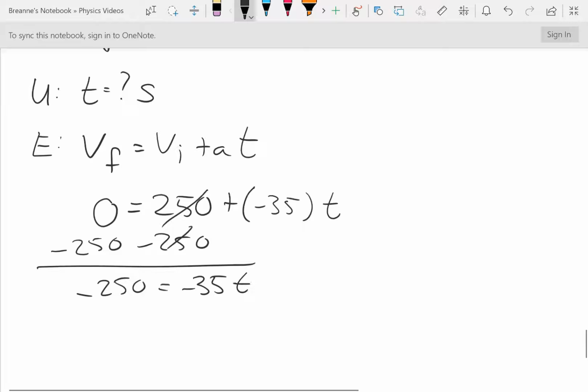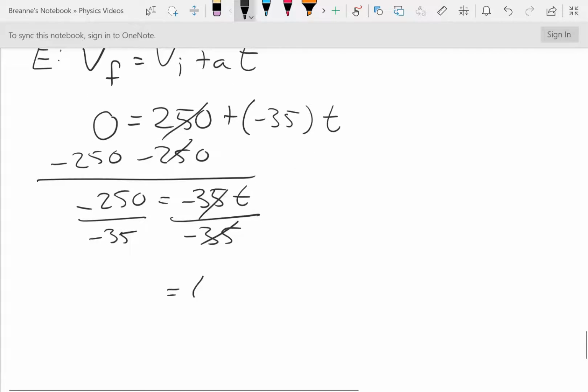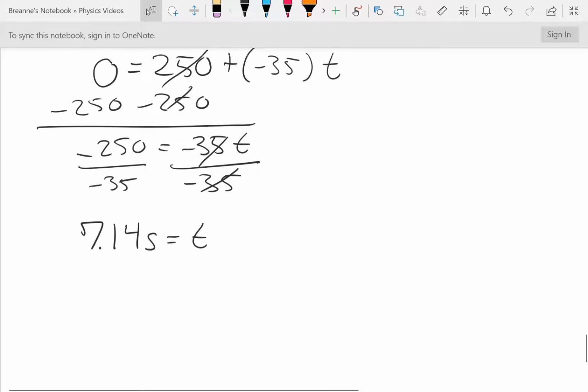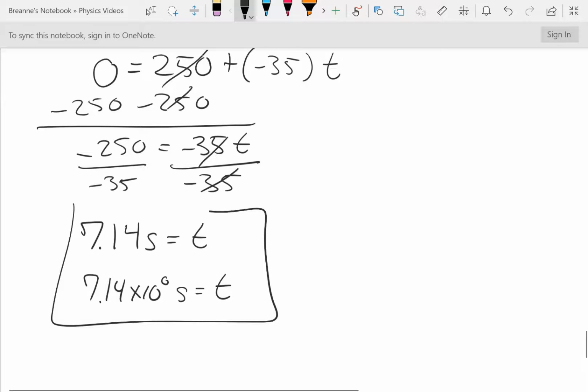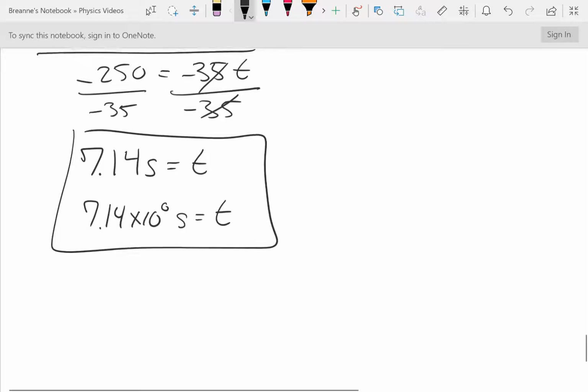And we need the 35 on the other side. It's being multiplied, so the opposite of multiply is divide. So you just do negative 250 divided by negative 35. The negatives end up canceling, and you're left with 7.14 seconds. To put that into scientific notation, we do not have to move the decimal at all. So your exponent is just 0, and there's your standard and scientific notation form.